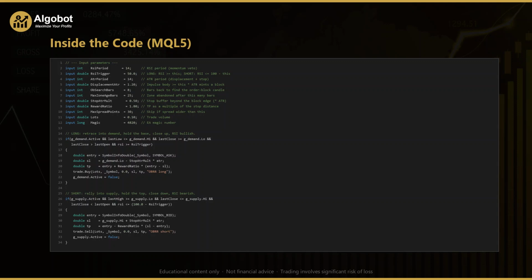The short block is the mirror image. It checks that a supply zone is active, that the candle's high pushed into the zone while the close stayed at or below the zone's top, that the candle closed down, and that RSI is at or below 100 minus the trigger. The code reads the bid price, places the stop just above the zone's top, sets a proportional take profit below, and calls trade.sell. After either trade, the zone is marked inactive so it cannot signal again.